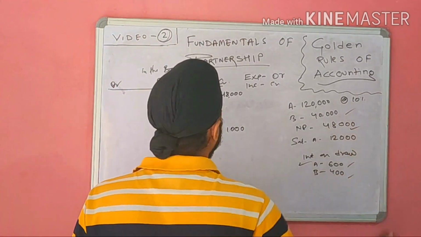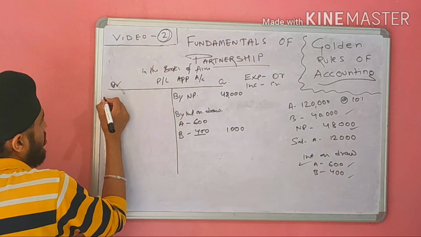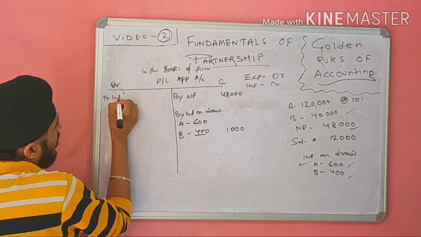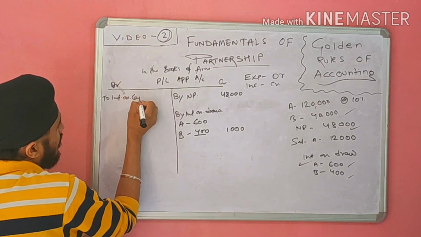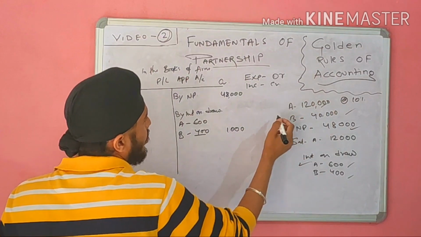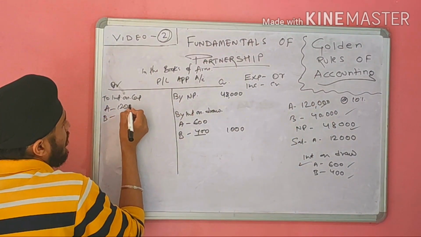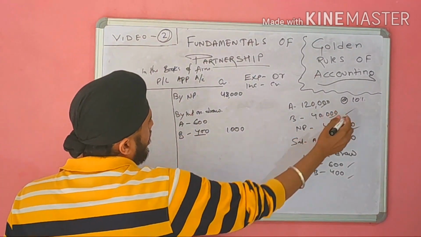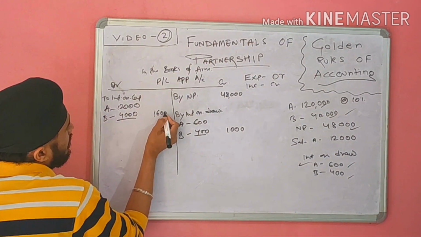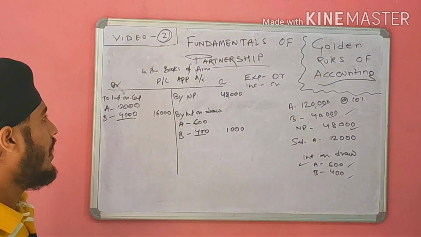First we put interest on capital. This is the expense for the firm because it is given to the partners. To interest on capital. A, B. So 10% of 120,000 is 12,000. 10% of 40,000 is 4,000. Become 16,000. Add and put in the outer column.